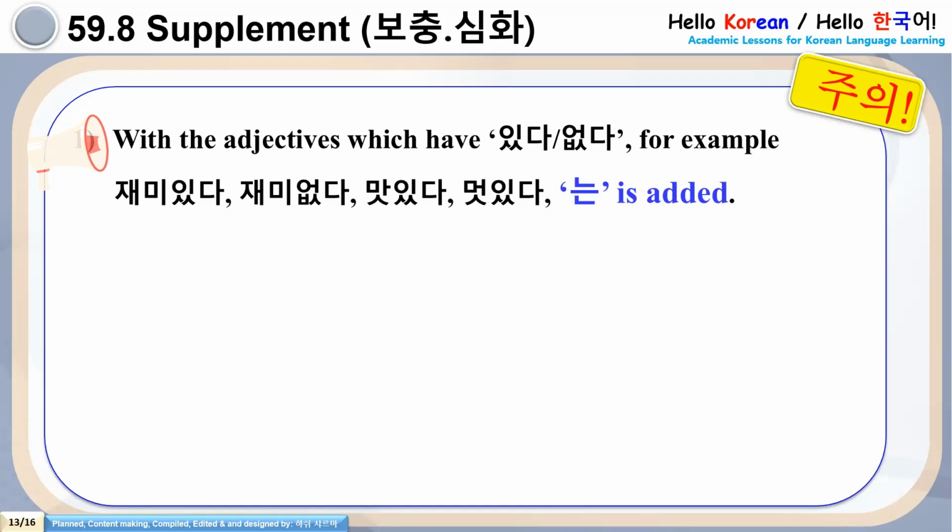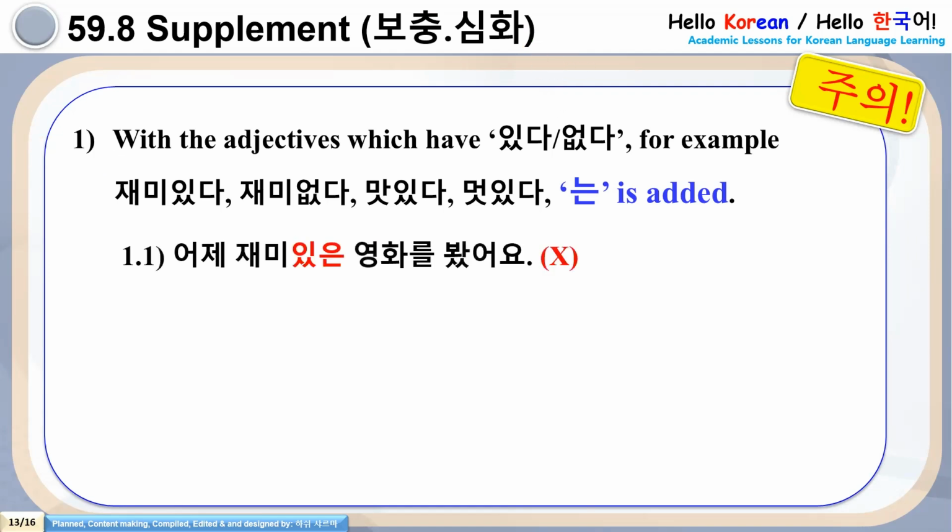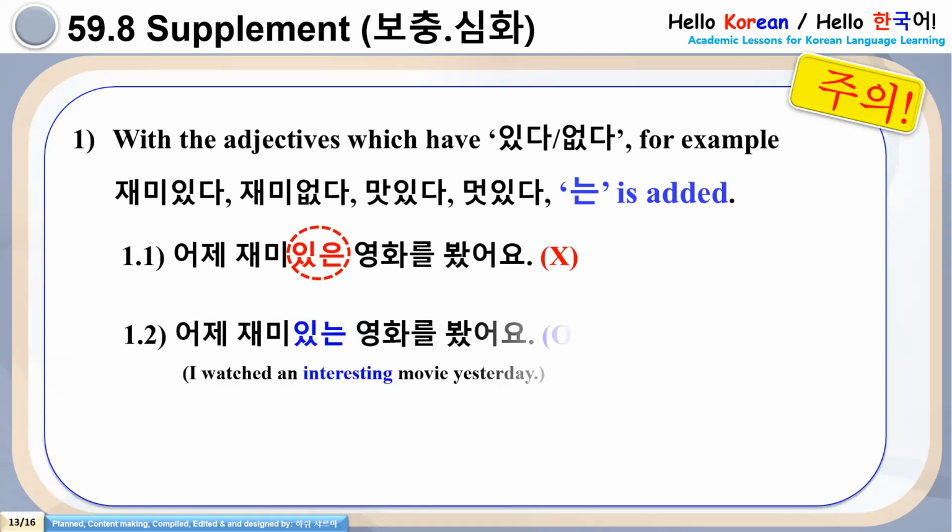See number 1, with the adjectives which have itta or opta. For example, chemi itta, chemi opta, mashitta, moshitta. We have to add nun always. See first example 1.1. Oje chemi issan yongwaral phassoyo. This sentence is wrong. Why? We have added un here. With the itta and opta, we always have to add nun only.